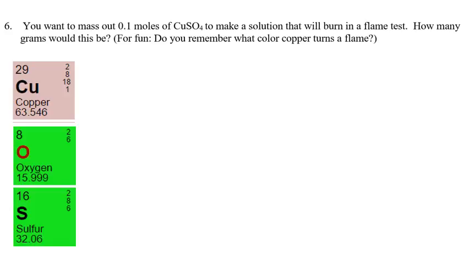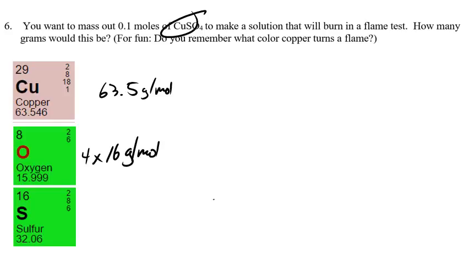We want to mass out 0.1 moles of FeSO4 to make a solution that will burn in a flame test. How many grams? In order to calculate that, first we need to get the molar mass of the whole darn thing, FeSO4. We have one copper atom here, which is 53.5 grams per mole. We have 4 oxygen, so that's 4 times, we'll call it 16 grams per mole. And sulfur we have 1, which is 32 grams per mole. This will all need to be added up to get about 159.5.